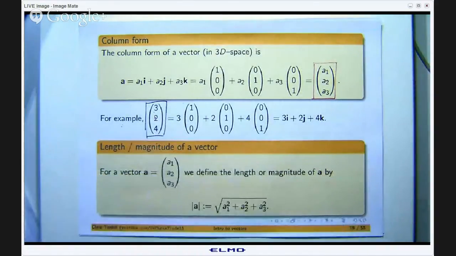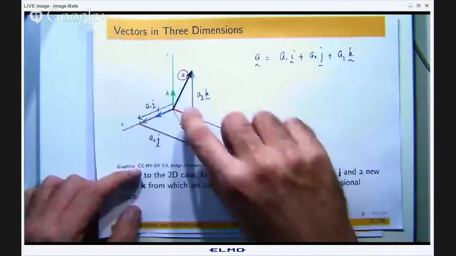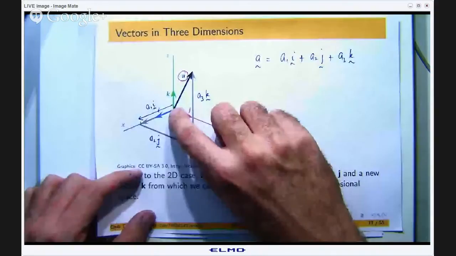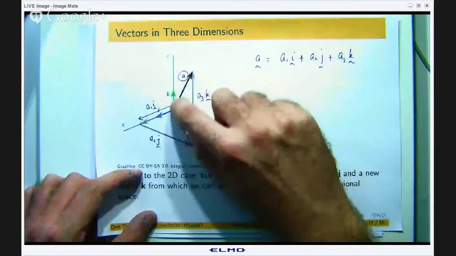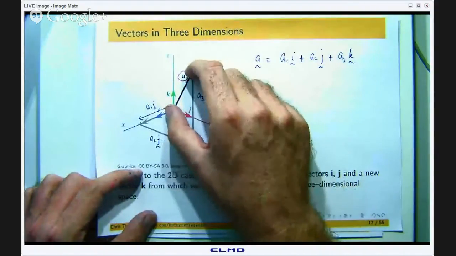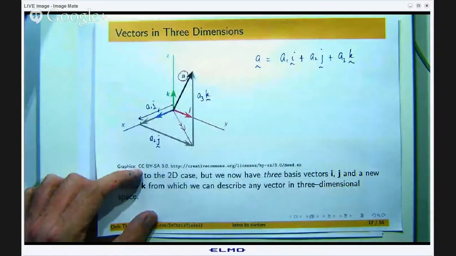All right, so that's it in a nutshell. I've done that pretty quickly because I've spent a fair bit of time in previous videos talking about the two-dimensional case. Let's talk about the length or magnitude of a vector. Remember, when you talk about length or magnitude, if the vector is geometrically this directed line segment, then the length or the magnitude of that vector is the actual length of the line segment.